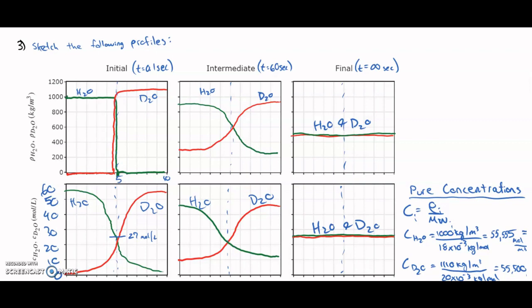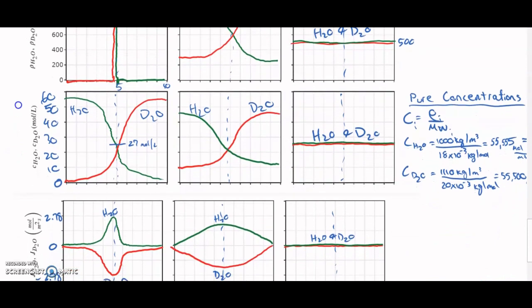And what you can notice is that this is essentially right around 500 kilograms per meter cubed. That is essentially half of what their starting mass concentration is, because now each component is occupying double the volume that it originally started in. Now going to take a look at the second set of profiles.